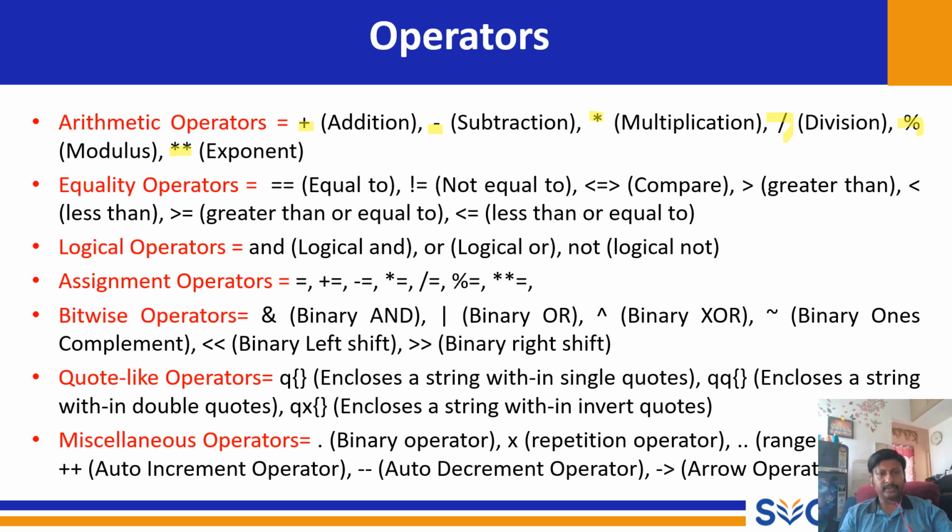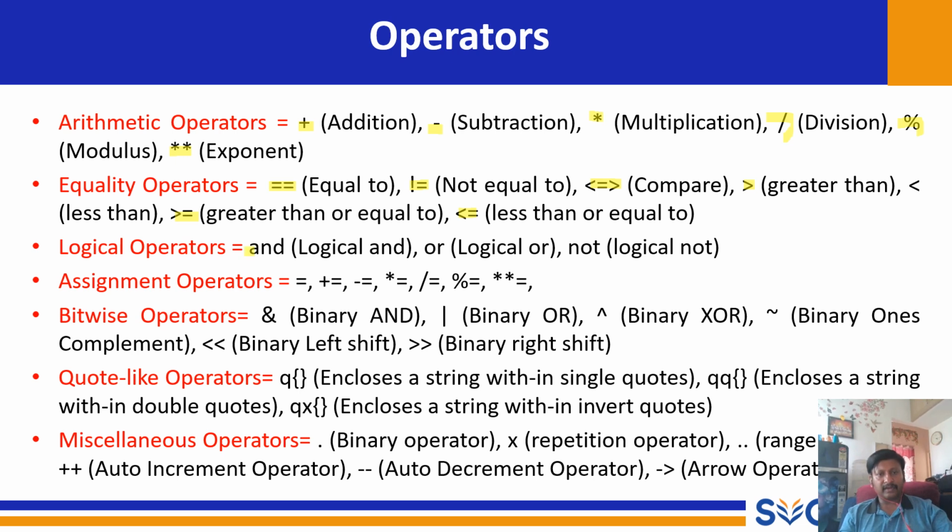Now if you see the second operator, equality, generally the equality is a double equals for equal to and exclamatory equals for not equal to. Lesser equals greater is for comparing three different conditions: comparing lesser, comparing equals, and comparing greater. So this is a compare operator. This is a unique operator present in Perl, which comes under equality. Greater than symbol for greater than and lesser than, and greater or equals for greater than or equal to and lesser than or equal to. So these are a few equality operators present in Perl.